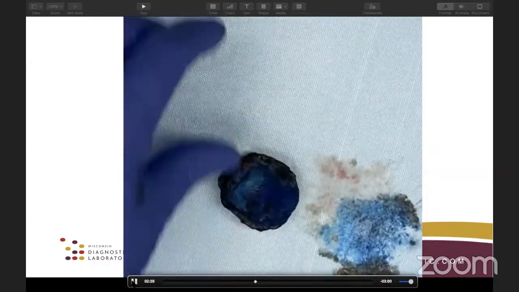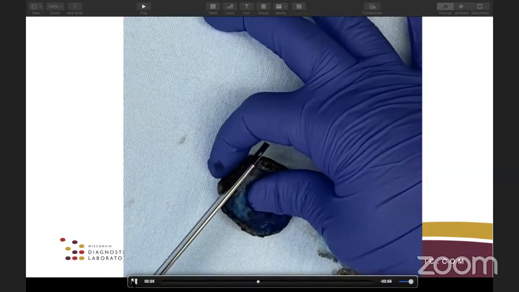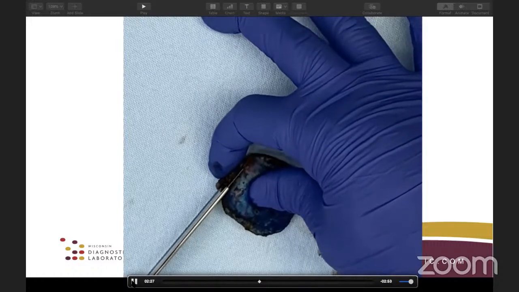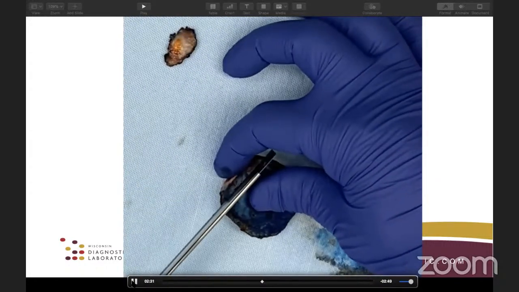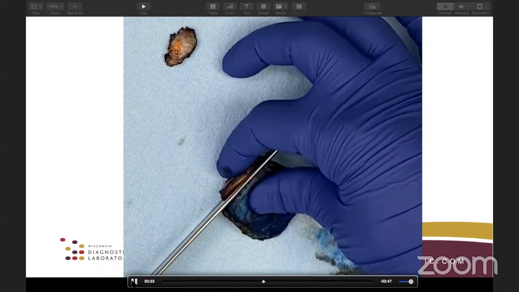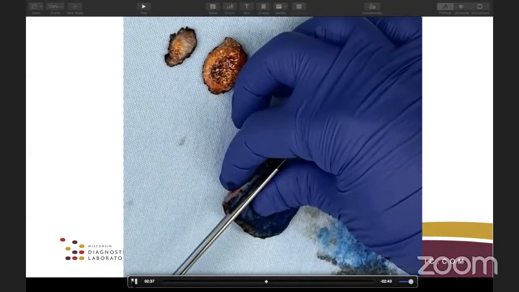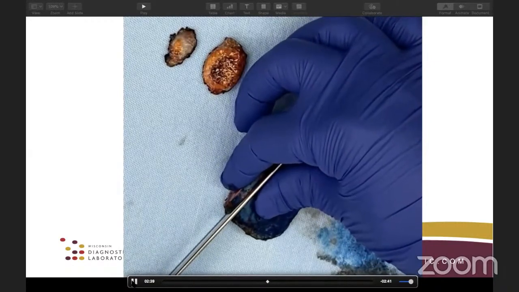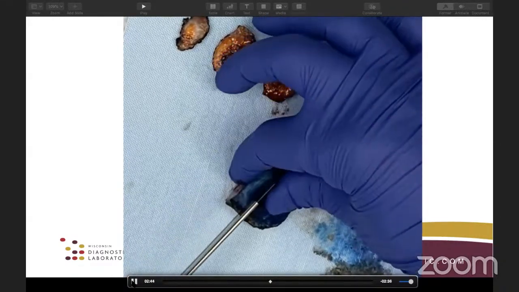Now, I want to section this in such a way that I can demonstrate the relationship of the tumor to both the capsule and the resection margin. So I'll do a section like that, perpendicular to both the capsule and the resection margin. It wouldn't make sense in this situation to do an en face margin.